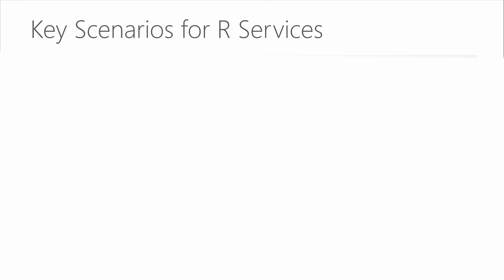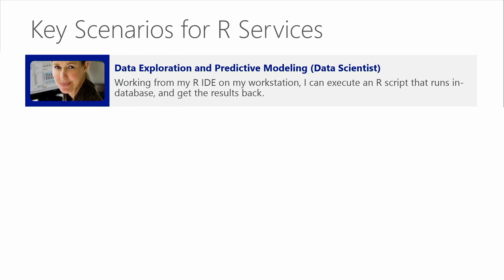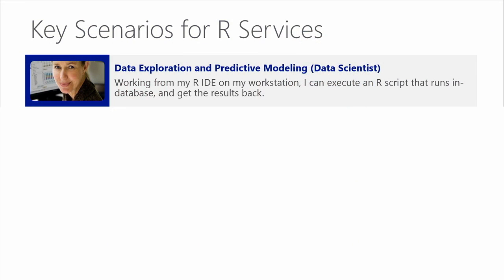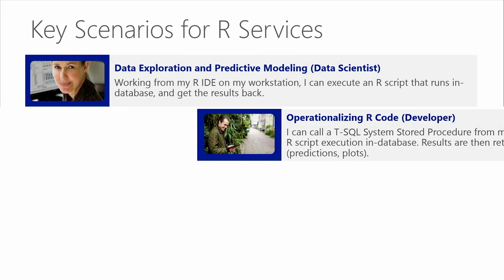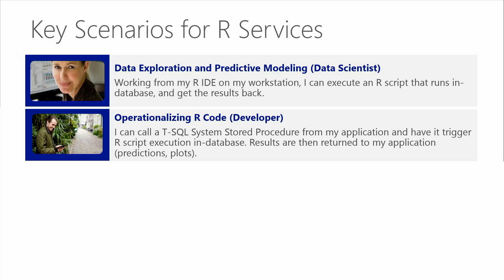Now we'll look at the key scenarios for R Services. So it all starts with the data scientist. This is the person who's working from R on his workstation and looking at data in the database. So we now have a very efficient way for the data scientist to do their data exploration. Then once the data scientist has done the exploration part and produced a model and R script, they hand it off to the developer who can actually take that and put it in production.